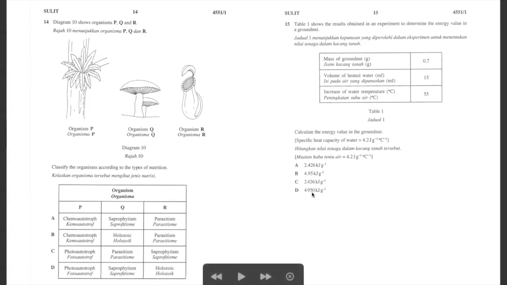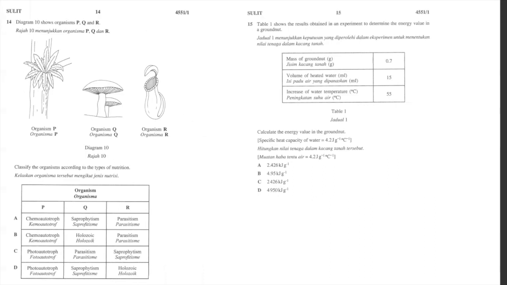So the final answer is D. Okay, 4950 kJ over gram. Okay, that is the final answer. Okay, number 16. Okay, so this is the chemical equation. Show the parts of reaction in photosynthesis.